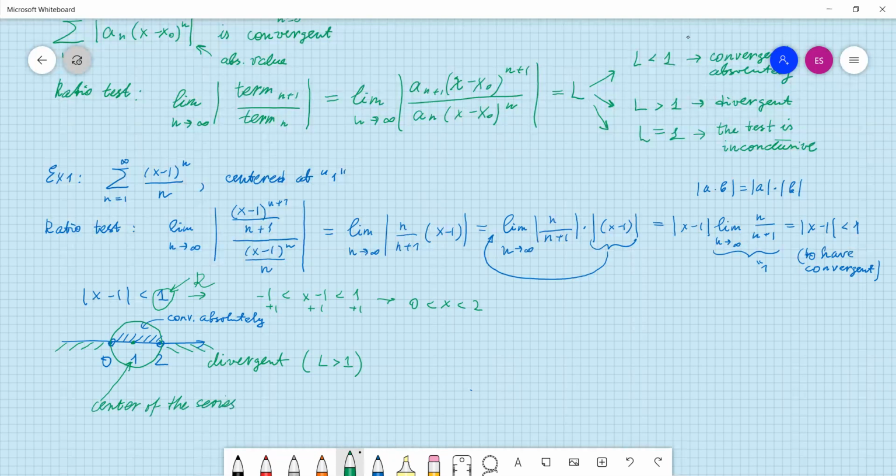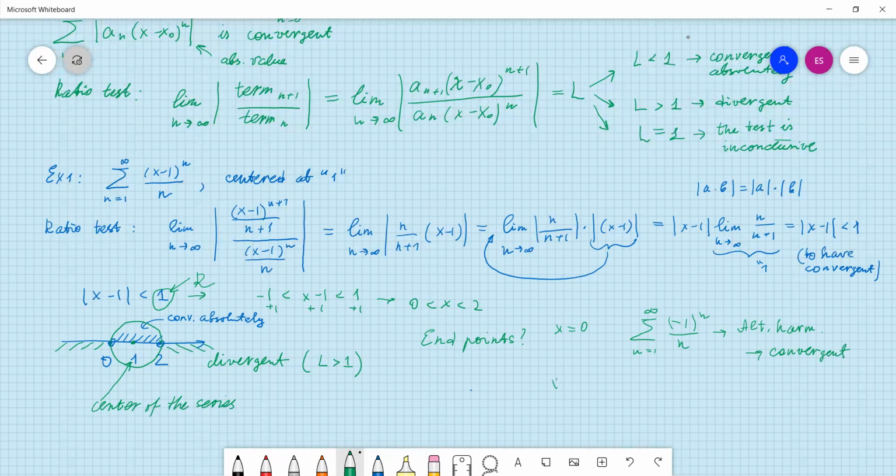Okay, so endpoints. Well, first endpoint is what? 0. So I'm going to just set up x equals 0 and plug it into my series directly. So how is my series going to look? Well, 0 minus 1 is minus 1. So it's minus 1 to the power of n over n. And well, n goes from 1 to infinity. And I do see that, what is this? This is alternating harmonic. Alternating harmonic is convergent.